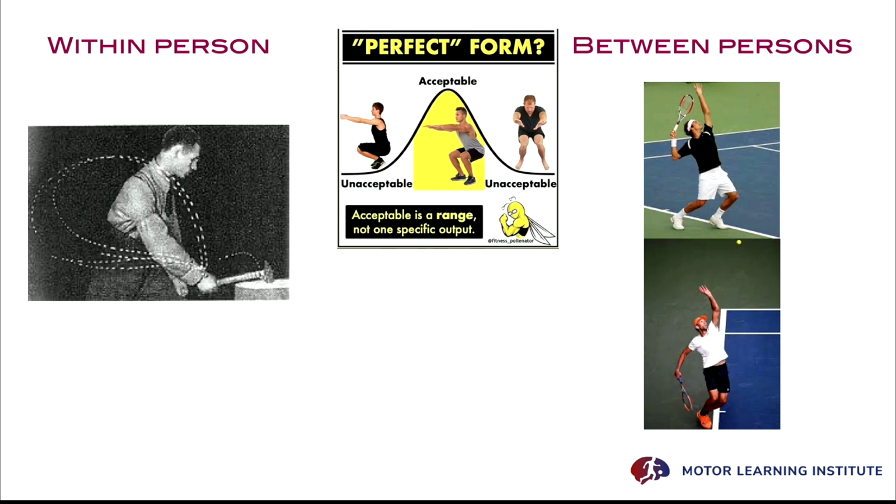So we need to really ask ourselves, is there a perfect form of movement, or can we allow some variation? I think we can allow some variation, because even within a person, you never perform a task exactly the same way. But also between persons, performing a task in a perfect way can be different from one person to another. So for example, here are two of the best tennis players in the world with the best tennis serve, but they perform their tennis serve completely differently. So realizing this has implications for the treatment of our patients.